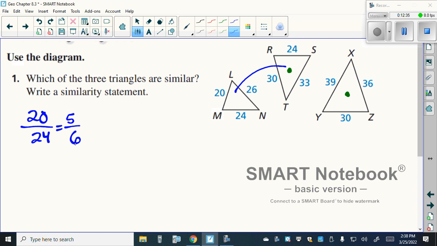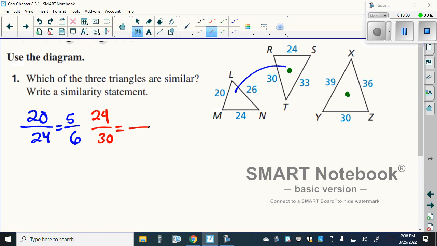5 over 6, because it is divisible by 4 for both. 5 goes into 20 four times, and 6 goes into 24 four times. Now the next set of sides we can pick is 24, because that's the middle length for LMN, and the middle length for RST is 30. And if we reduce this, 6 goes into both 24 and 30.